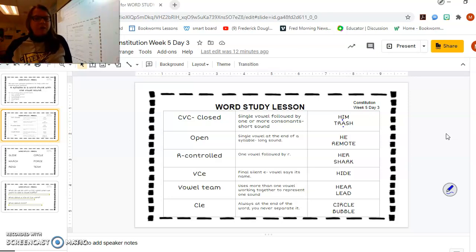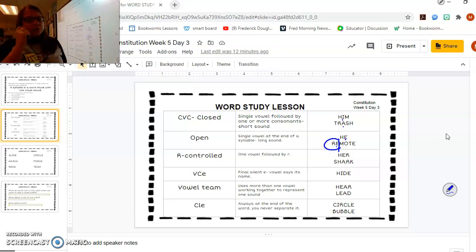The open syllables, the single vowel is at the end of a syllable, and it has a long sound, like in the word he or remote. Remote, right? The first syllable has an E at the end, so this is the open syllable.